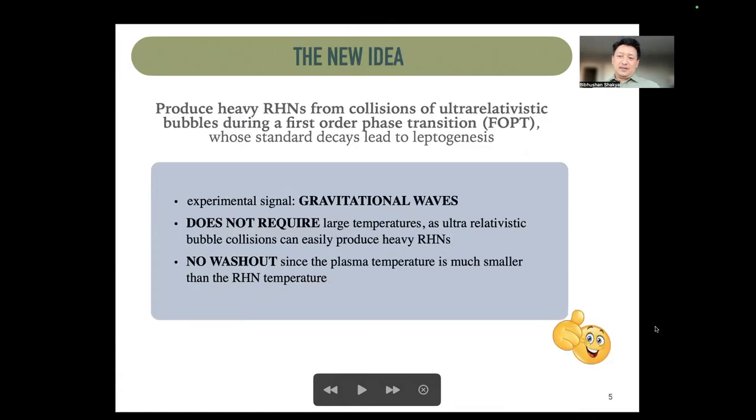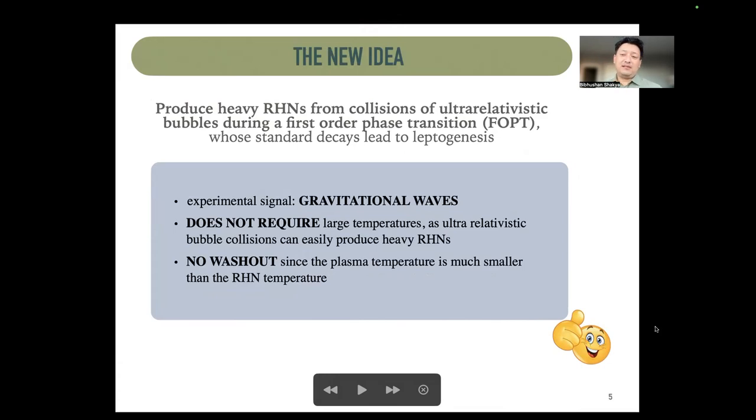So the new idea that I'm going to talk about in this work is to produce the right-handed neutrinos through a non-thermal mechanism, not out of the plasma, but through a different mechanism, which is going to be collisions of very high energy bubbles during a first order phase transition. And so this simple modification already addresses all of these undesirable aspects of leptogenesis that I mentioned earlier.